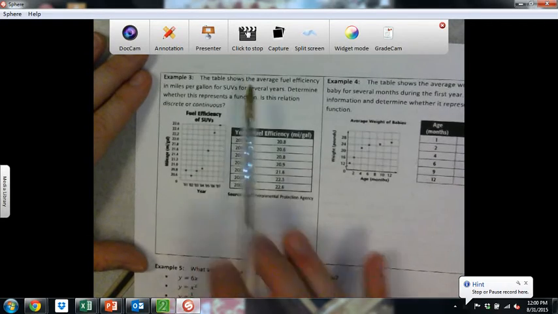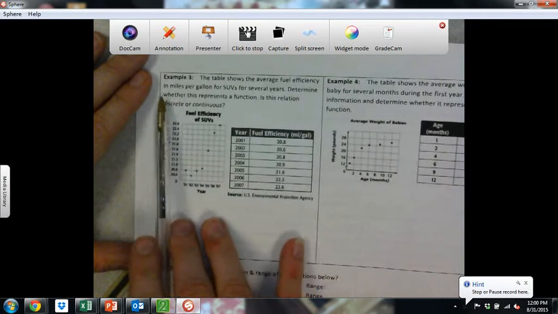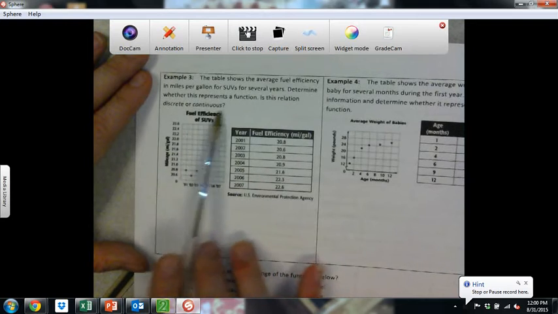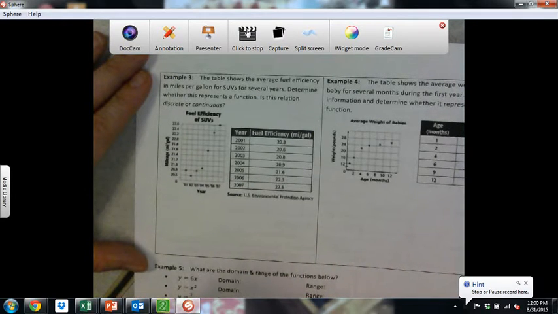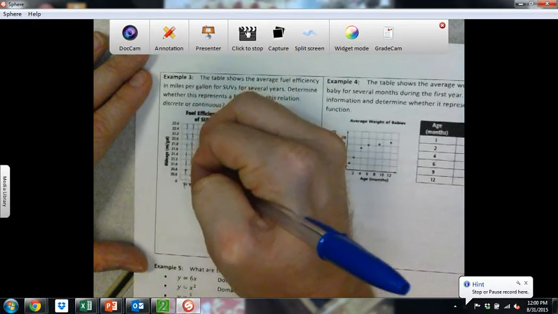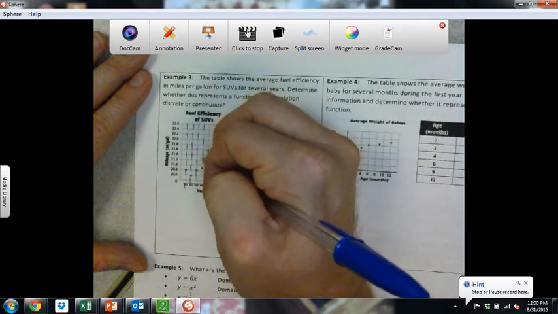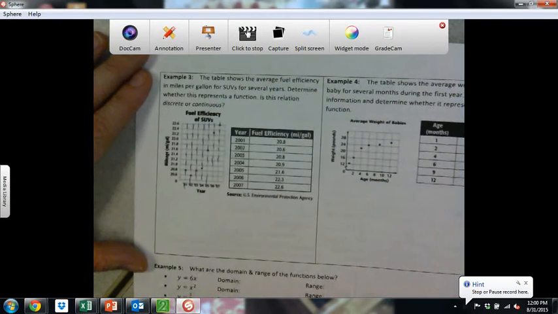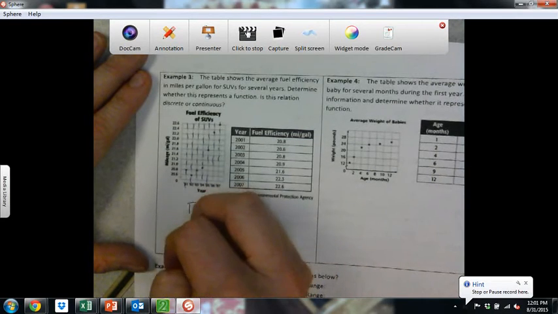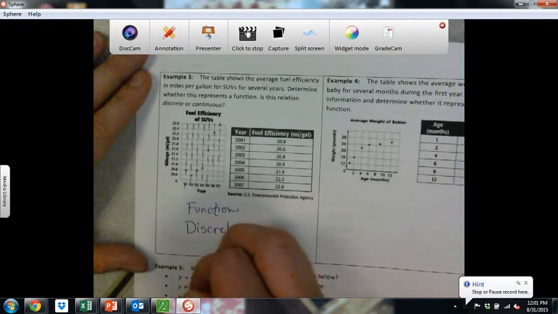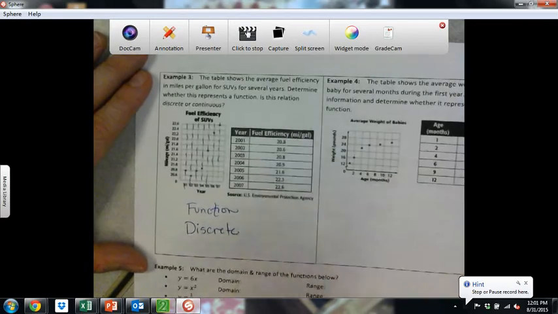The table below, for example number 3, shows the average fuel efficiency in miles per gallon for SUVs for several years. Determine whether this is a function, and then we'll talk about whether it is continuous or discrete. To determine if it's a function, I'll use my vertical line test again. So I'll cut here, here, here, here, here, and here. At no point did I hit more than one point, so this is a function. And this is what we call discrete.